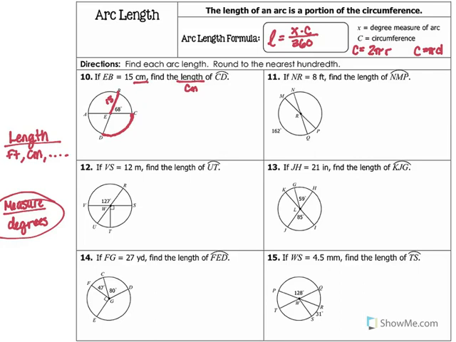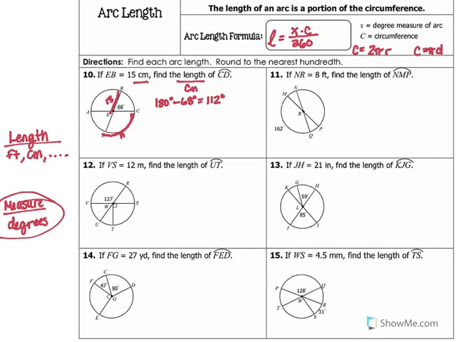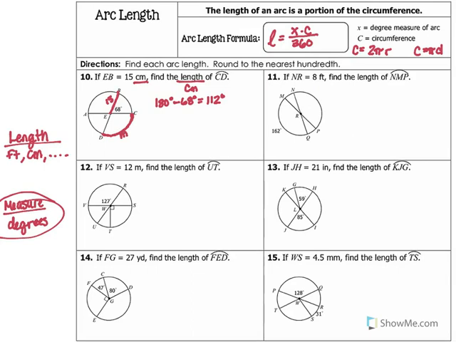So first we are going to subtract that from 180. So we're going to do 180 minus 68. Oops, not 60. And we're going to get that 112 degrees. So the measure of this arc, the measure of arc CD is 112 degrees. We need that because up here it says the degree measure of the arc. So we are going to have our degree measure of our arc, which is 112.